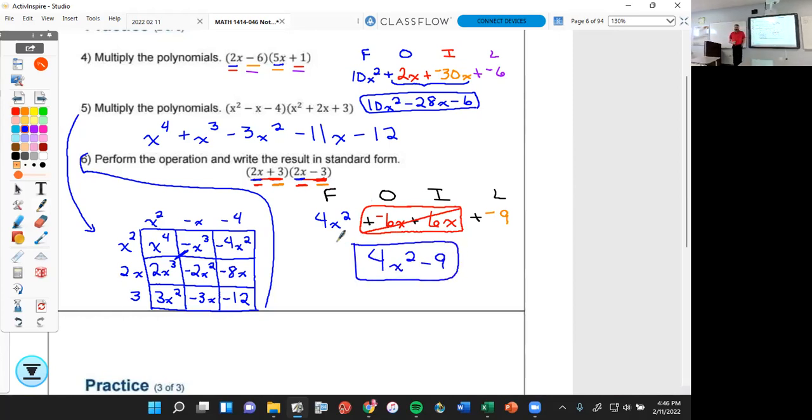So 2x plus 3 and 2x minus 3, that's a little special property that looks like this. Anytime you have a plus b times a minus b, it's going to multiply into a squared minus b squared. And we're going to talk about more of that in this course, but I just wanted to give you a little heads up.